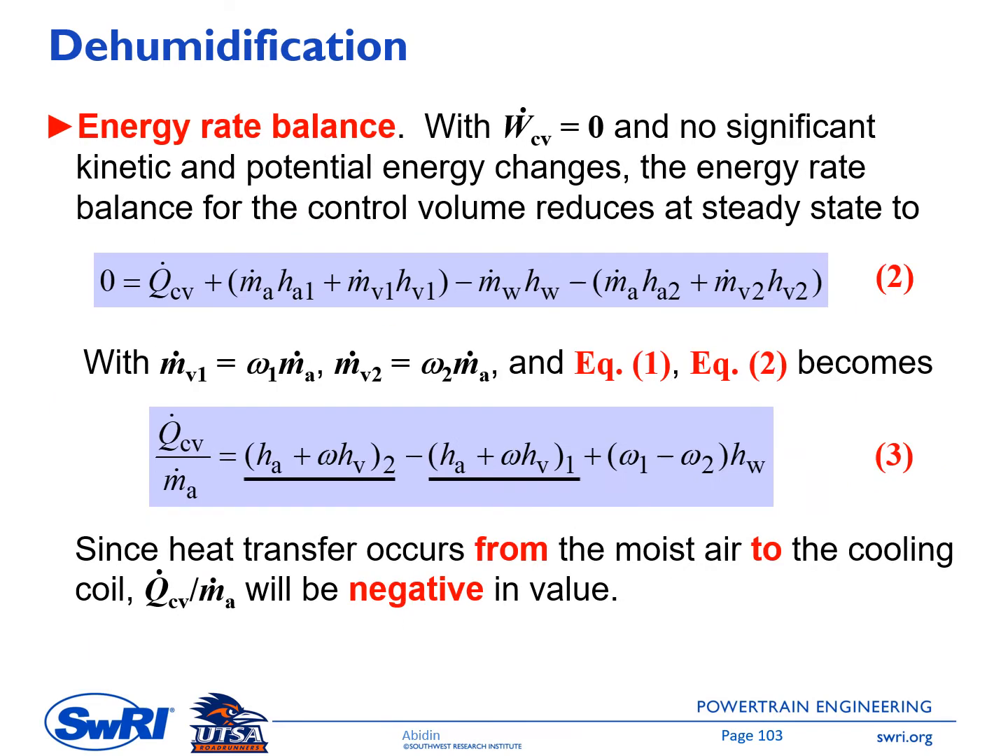And then this is the analysis for the energy balance. W dot CV equals 0, and this is steady state. Therefore, we have a 0 here. And we will have equation 2 for the energy balance. And then if we substitute this correlation along with equation 1 in the previous slide, you will get equation 3 for the energy balance of the dehumidifier. Since heat transfer occurs from the moist air to the cooling coil, this Q dot CV over m dot A will be negative in value.